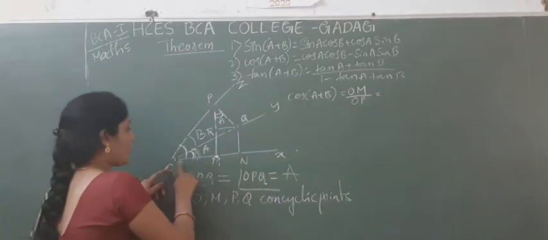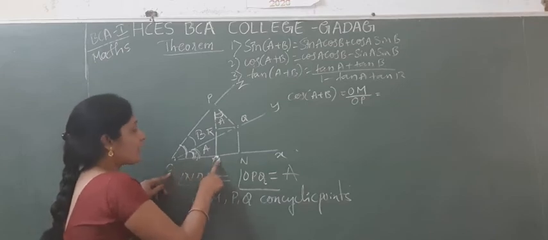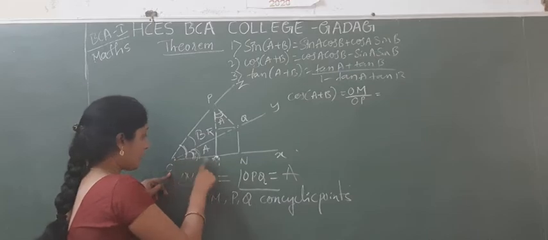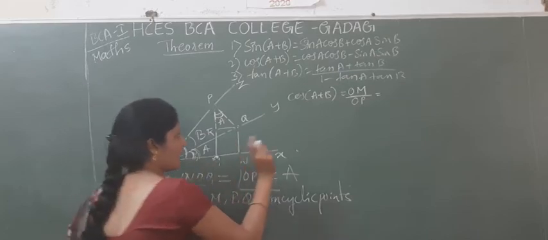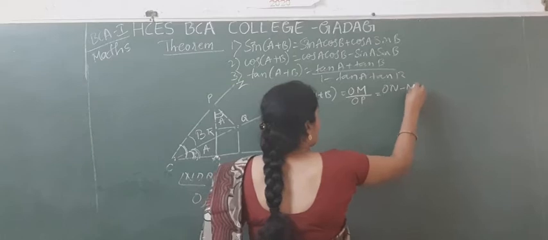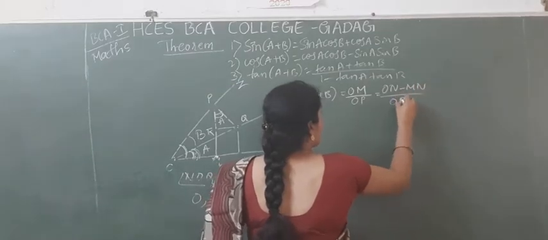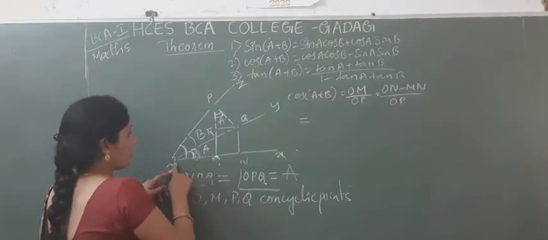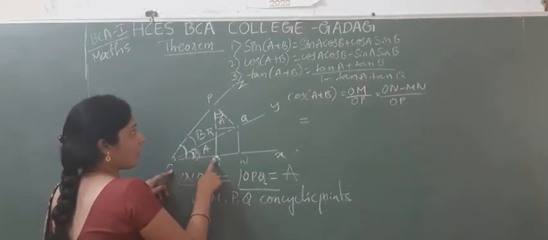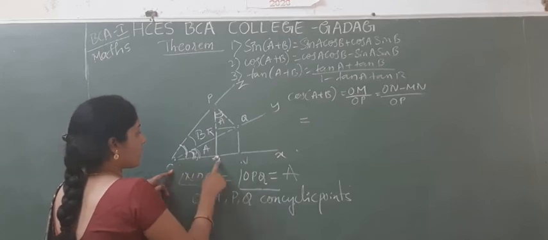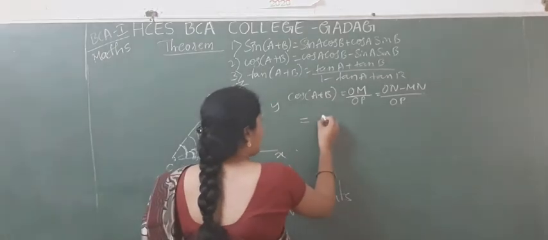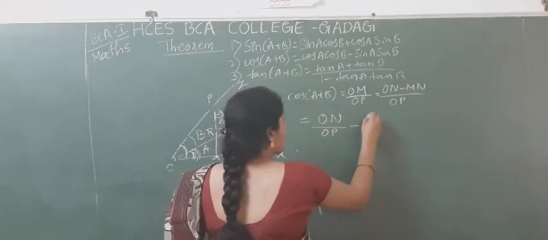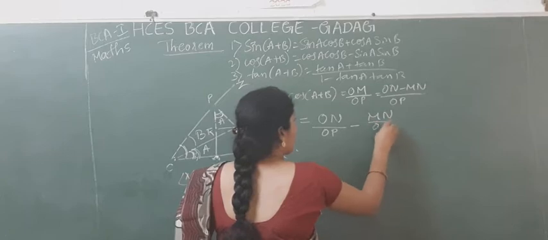Now, what is this OM? See, OM is nothing but ON minus MN. Right? OM is nothing but ON minus MN. So, ON minus MN divided by OP. Now I will write like this: ON divided by OP minus MN divided by OP.